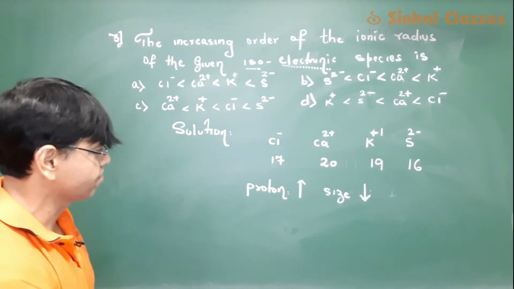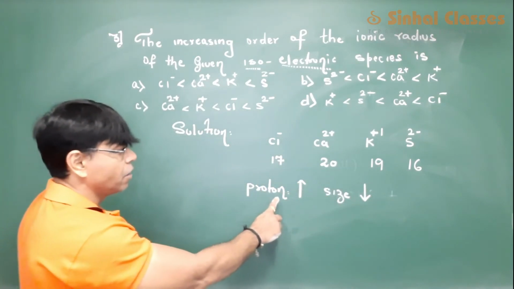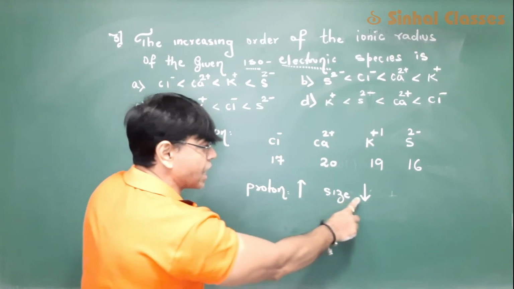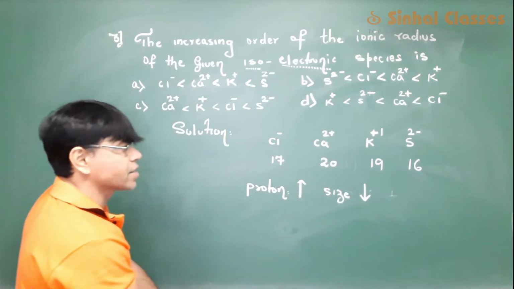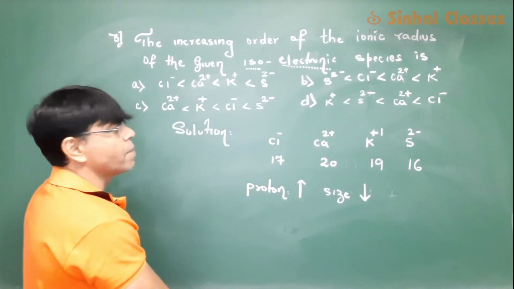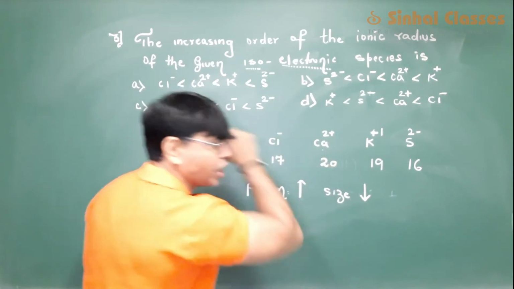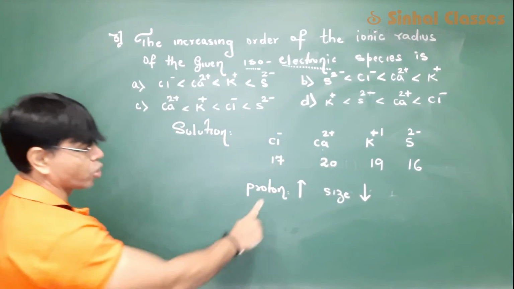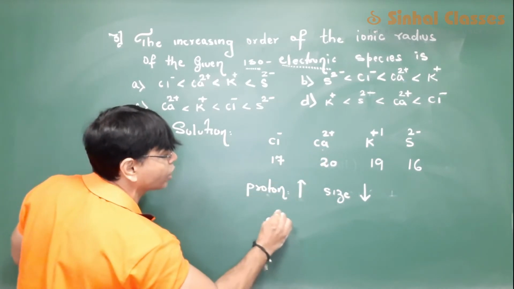Now look at this. What did I say? If the proton is more, the size will be smaller. Among them, who has the maximum protons? Calcium. So calcium size will be the smallest. Proton more, size less. So calcium has the smallest size.